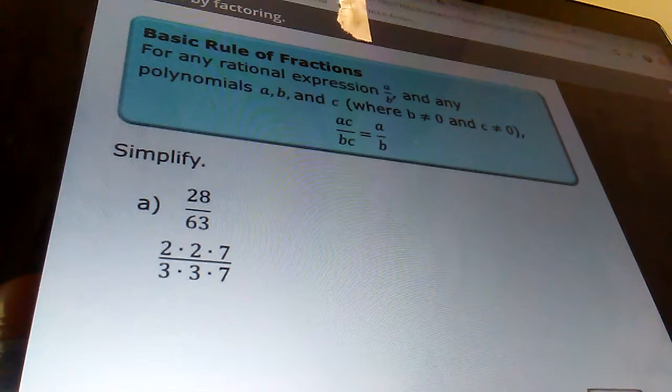There is a 7 in the numerator and a 7 in the denominator. We can factor those out. There is nothing else in common to both the numerator and denominator, so we can multiply our factors out, and this gives us 4 over 9. Since we used this prime factorization, we can be assured that 4/9 is in simplified form.